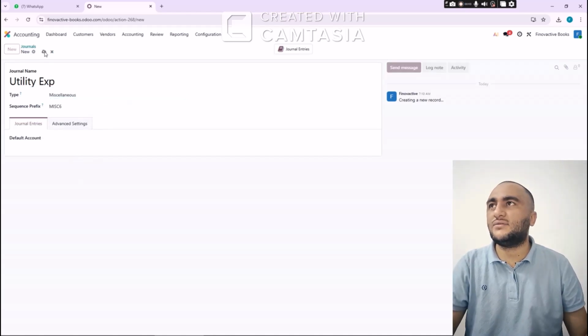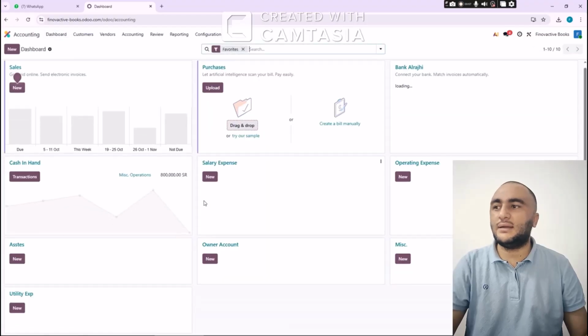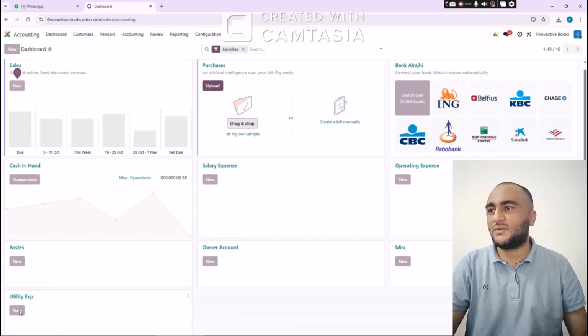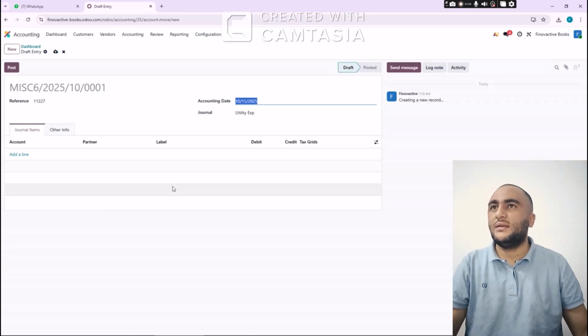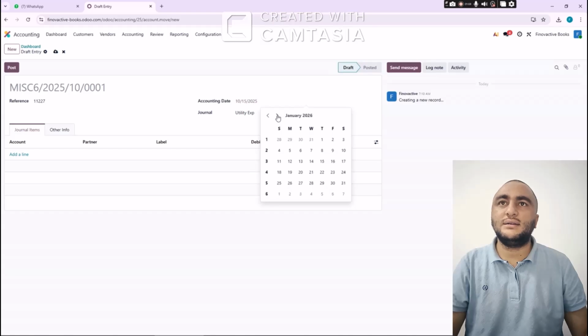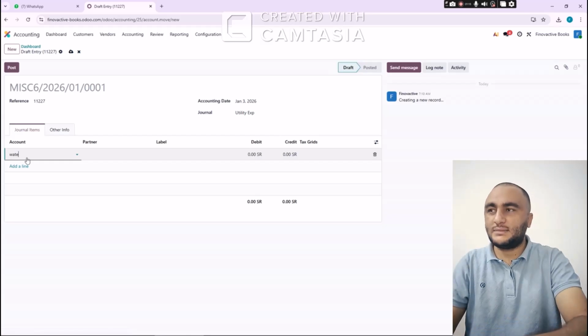Because if the owner asks you how much we have spent on utility, you can track it directly from here. Let's say 117. On the third Jan we have spent water expense.